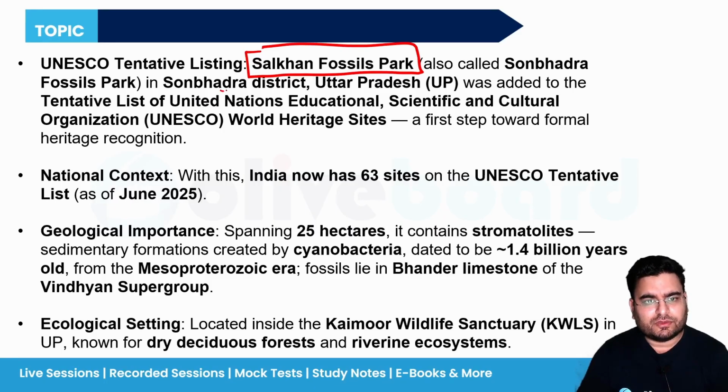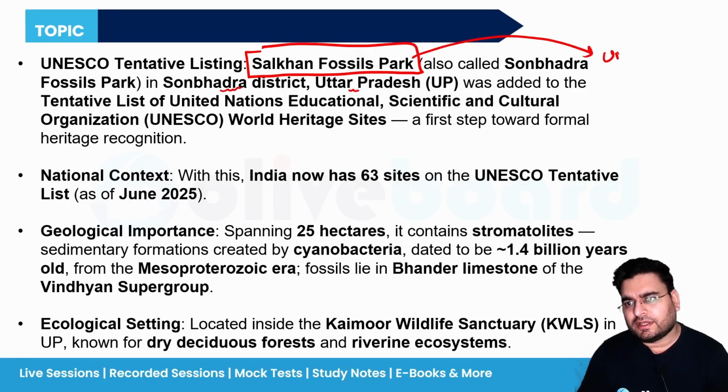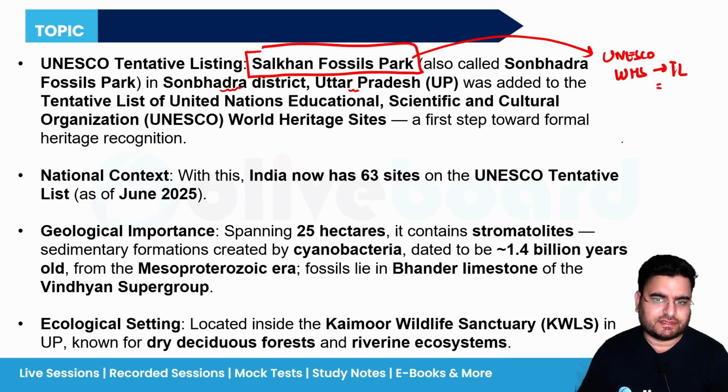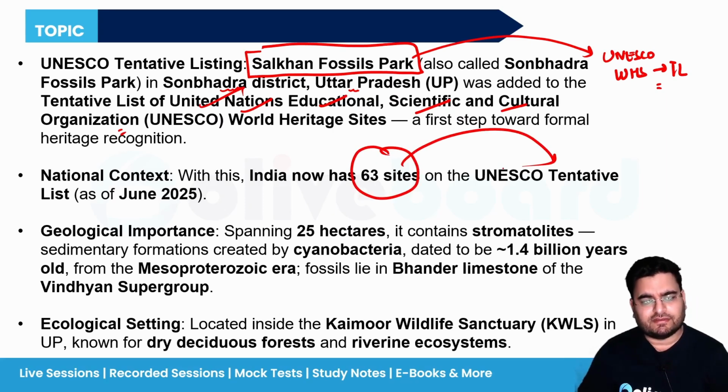It is located in Sonbhadra district of UP. And what it has achieved is that it has been added into the UNESCO World Heritage Site tentative list. Clear? The full form of UNESCO is what? United Nations Educational, Scientific and Cultural Organization. Clear? So with this, India now has 63 sites under the UNESCO tentative list.